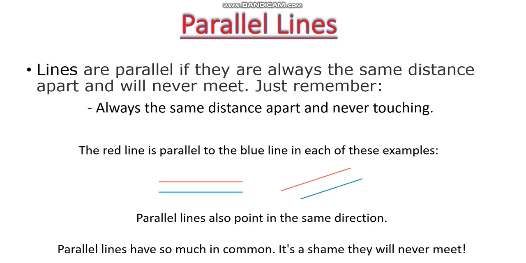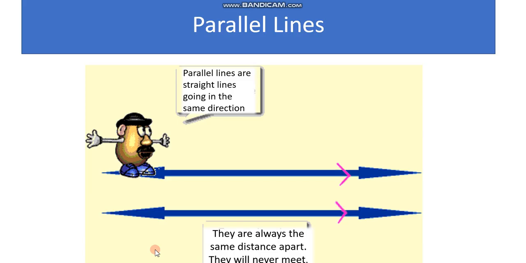So they also point in the same direction. They're going in the same direction. And do you know, parallel lines have so much in common. It's an awful pity that they never meet, isn't it? So again, just to say it again, parallel lines, they're straight lines, they're going in the same direction, and they're always the same distance apart, which means they will never ever meet.